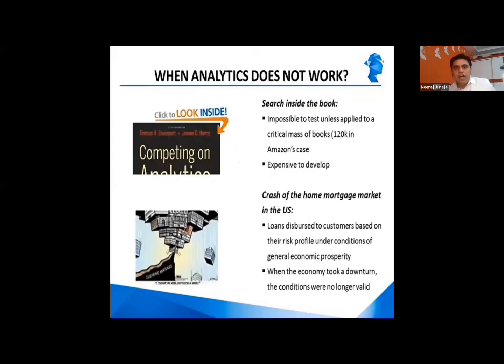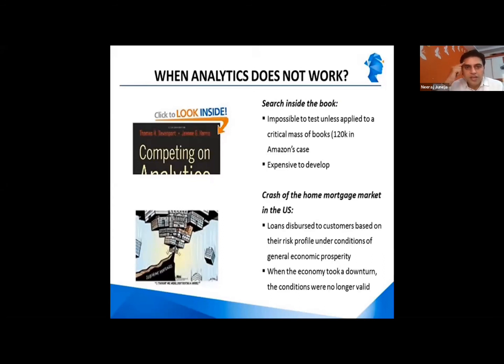Now, analytics may work well in many areas, but analytics is not the only way out. There are some areas where analytics has actually acted as a misnomer, and analytics was actually of no use. You can say that analytics was not of much use, but there was a different scenario.